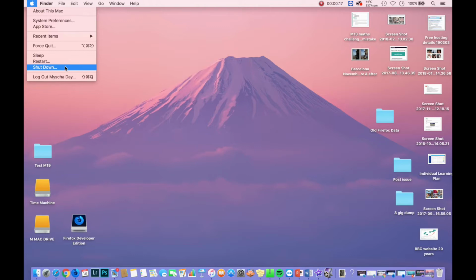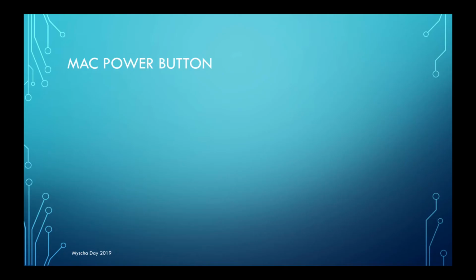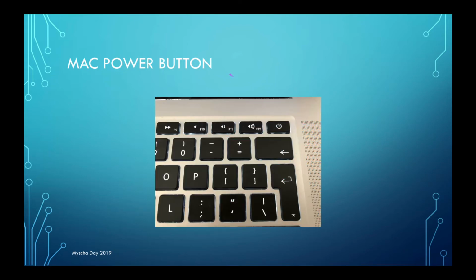Now if you have a program that's frozen, you can use force quit and that will actually shut that down for you. That's like using Task Manager and Control Alt Delete as you would on a PC. Or for a hard start, you would use the Mac power button, and this is located in the top right hand side of your keyboard.